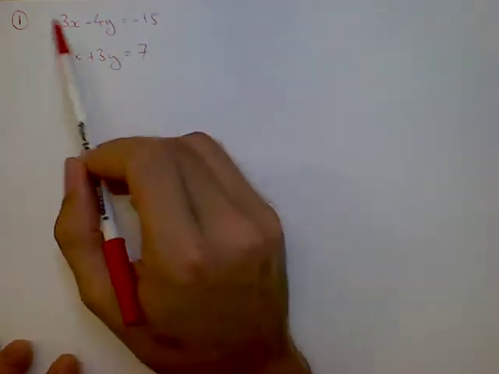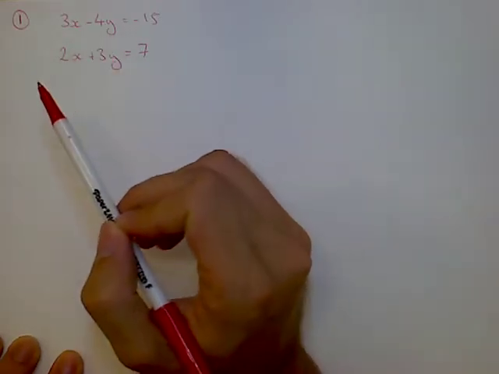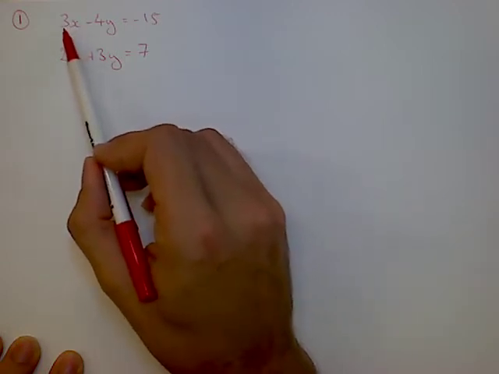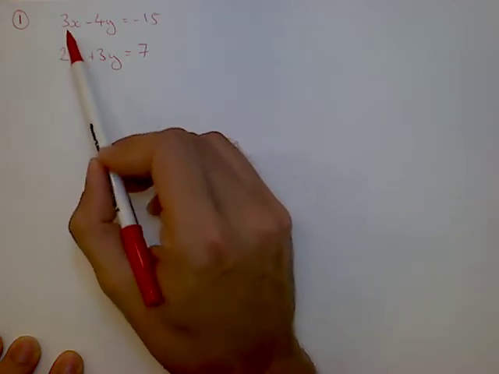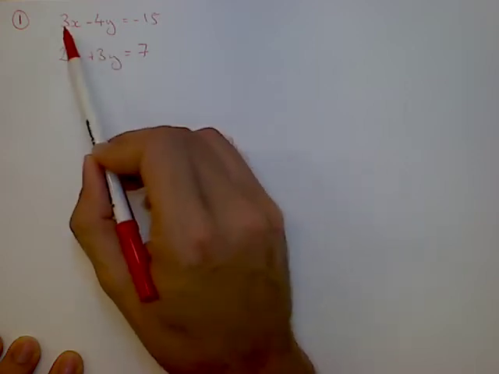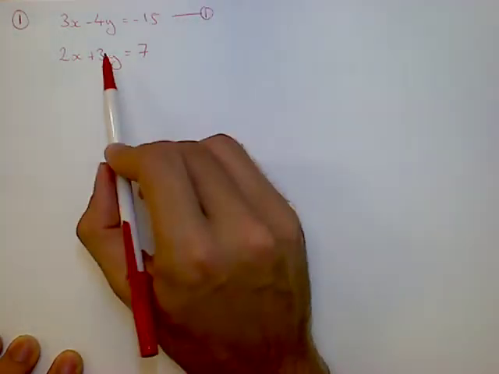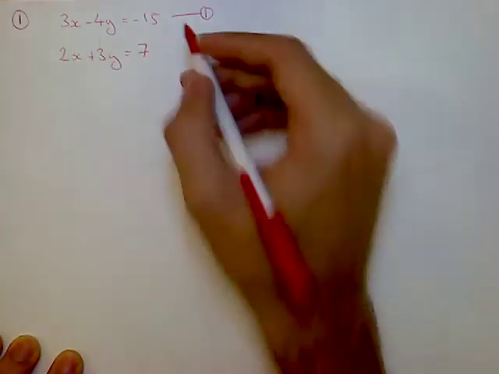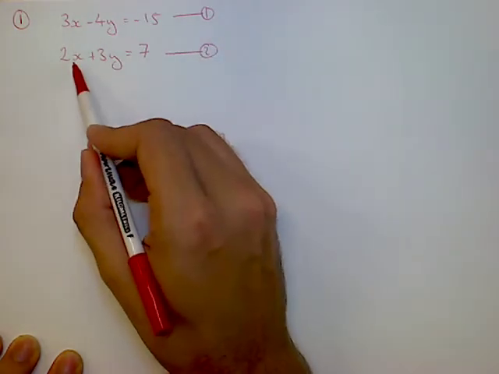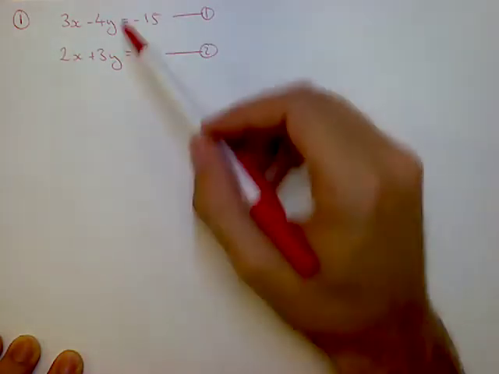The way it works is you eliminate either the x's or the y's, and you can make the choice as to which one you want to eliminate. So to eliminate the x's, I'll need to have the same number of x's. At the moment I've got 3x and 2x, so different amounts. So what I'll do is take the top equation, I'll call this equation 1, and I could multiply it by 2, that would give me 6 x's. And I could take the bottom equation and multiply it by 3, that would also give me 6 x's, and then I'll be able to eliminate.